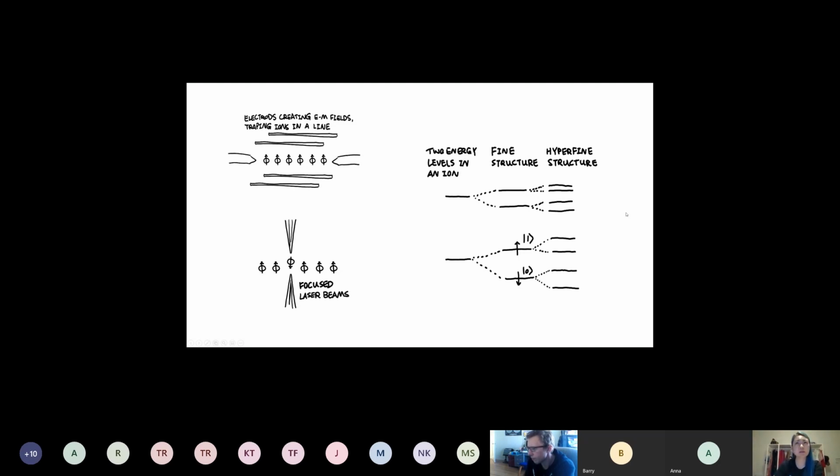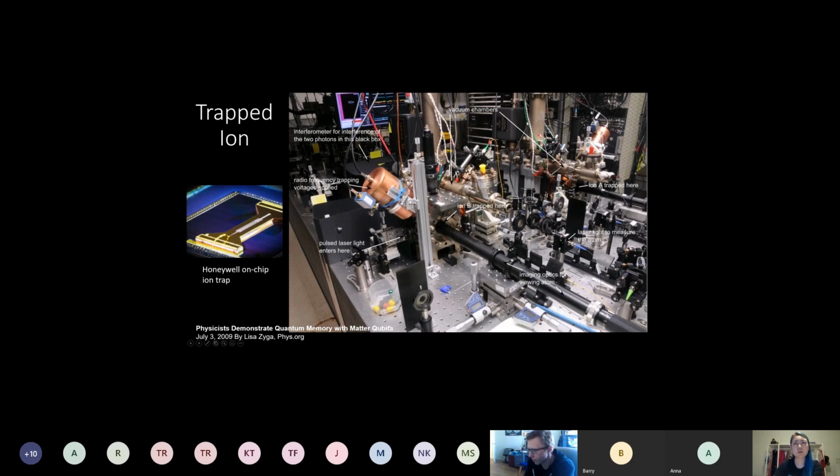So trapped ions also have quite a long history. It's built in the labs. It had a very complex optical setup. You have to have vacuum tubes to trap the ions and use a lot of laser beams to manipulate them. So for a while, it was thought that it's very difficult to scale, see how complex this setup is, and you have to have a lot of lasers.